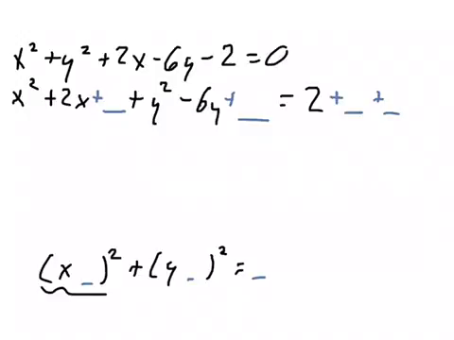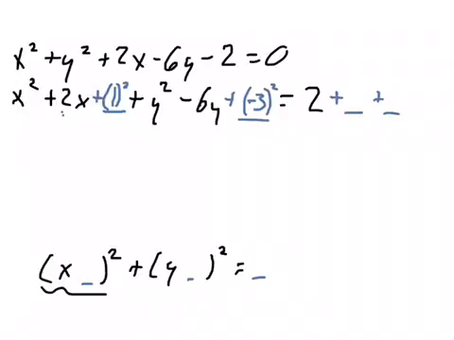I'm going to take half of that center number on the x, which is the 2. Half of 2 is 1. I'm going to square that. I'm going to take half of the y term, the negative 6. Half of negative 6 is negative 3, squared. I'm going to keep those numbers inside parentheses to keep the signs. Really pay attention to the signs, it'll make it easier.